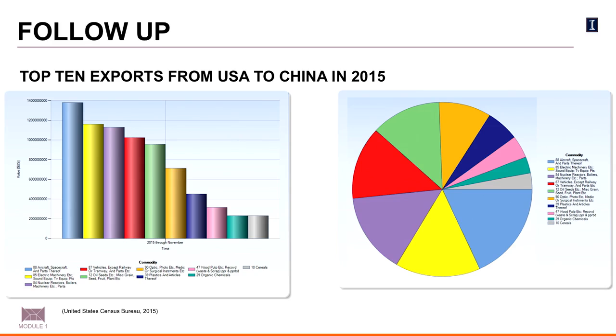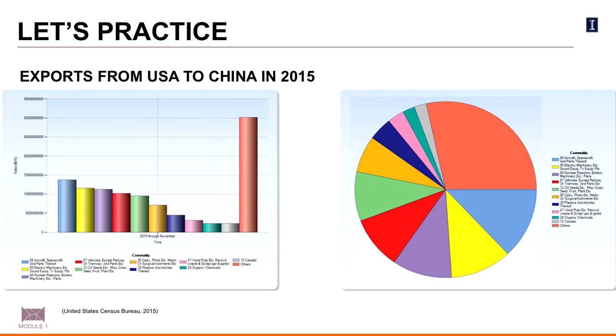This additional category will be used to represent the total value of all the other exported material to China in 2015. How will our graphs change? So let me display this new graph side by side. These are the graphs which have the top 10 exports plus the 11th category to represent all the other exports. Which one do you like better and why?